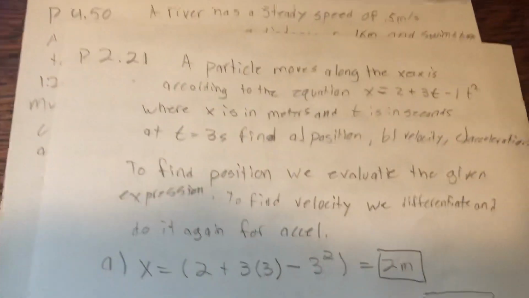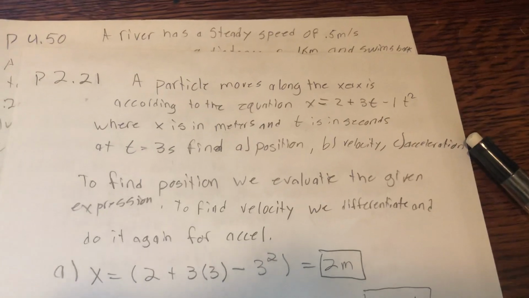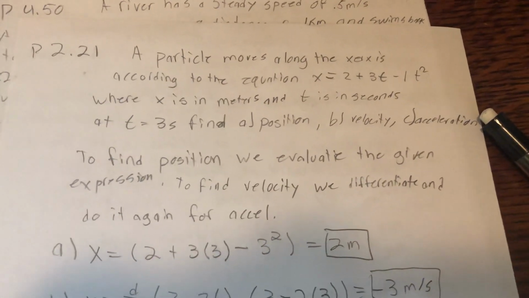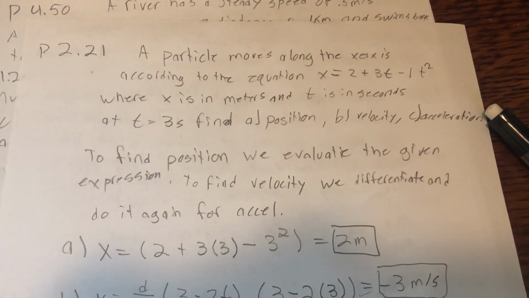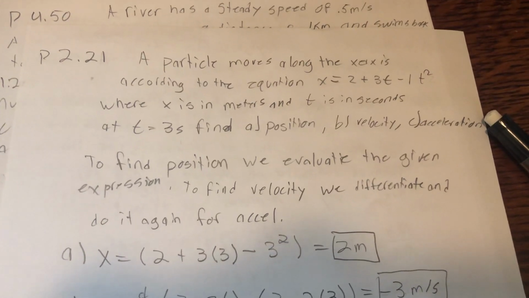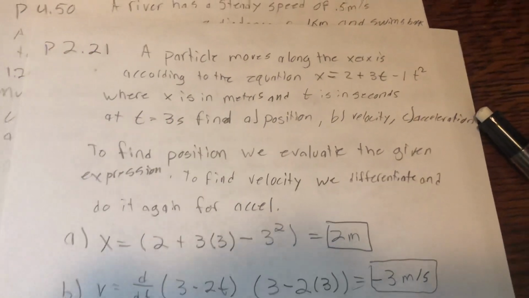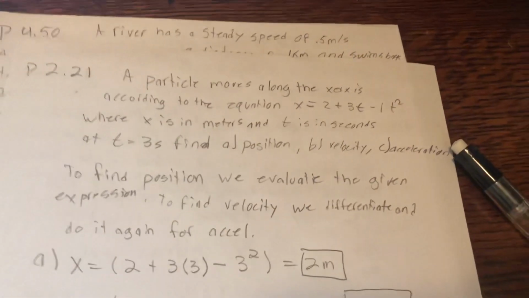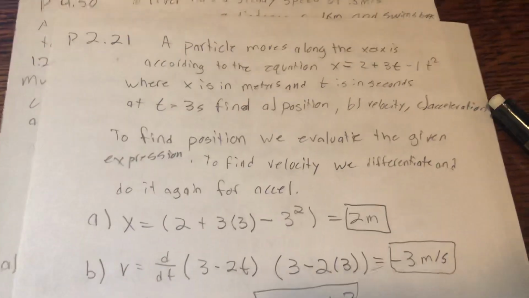And then for the second problem, I chose problem 21 of chapter 2. The problem reads, a particle moves along the x-axis according to the equation x is equal to 2 plus 3t minus 1t squared, where x is in meters and t is in seconds. At t equals 3 seconds, find position, velocity, and acceleration. To find the position, we evaluate the given expression. To find the velocity, we differentiate and then do it again for acceleration.